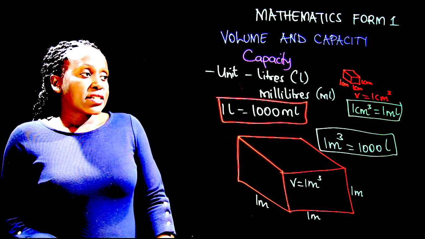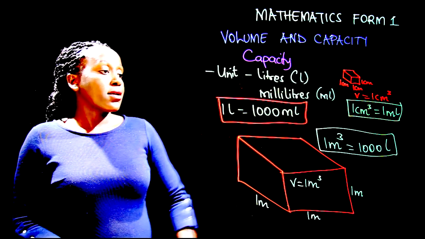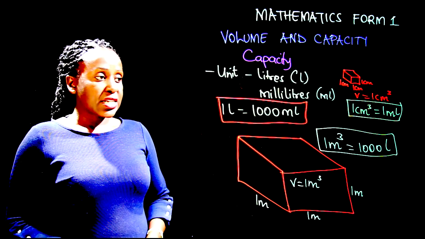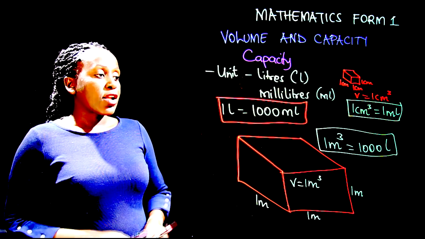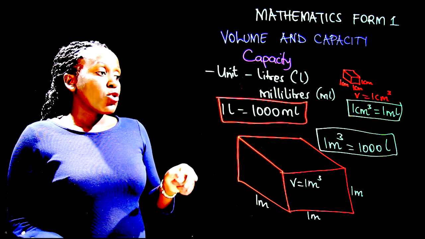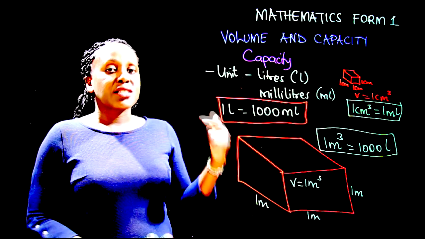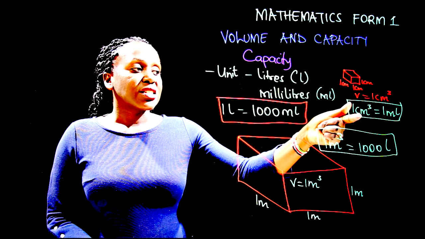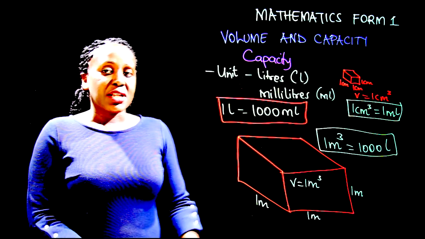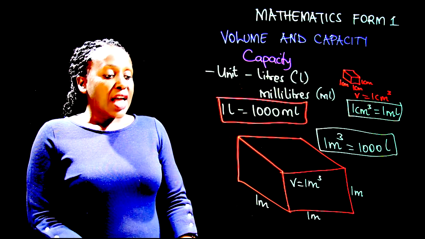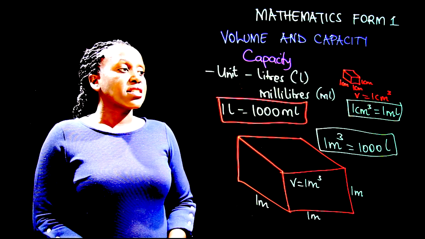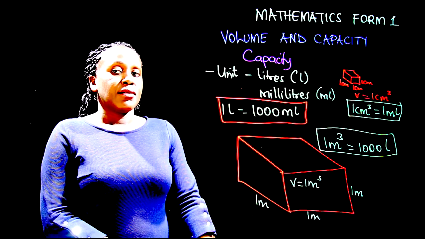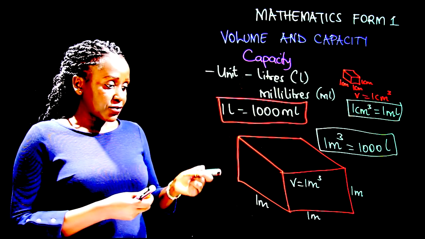Now, is there a direct relationship between meters cubed and milliliters? So you can always create it, okay? You can always create it. From volume, we know that 1 meter cubed is equal to 1,000,000 centimeters cubed. And since 1 centimeter cubed is equal to 1 milliliter, then it means that 1,000,000 centimeters cubed is equal to 1,000,000 milliliters. Got that? Let me write that for you.